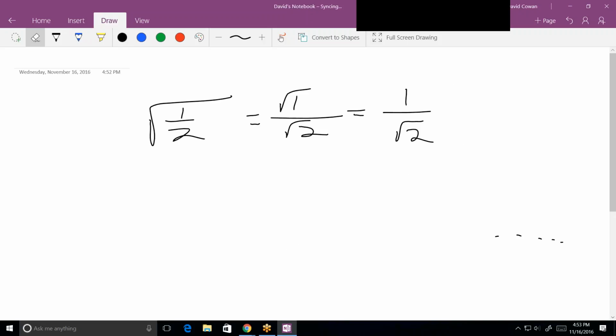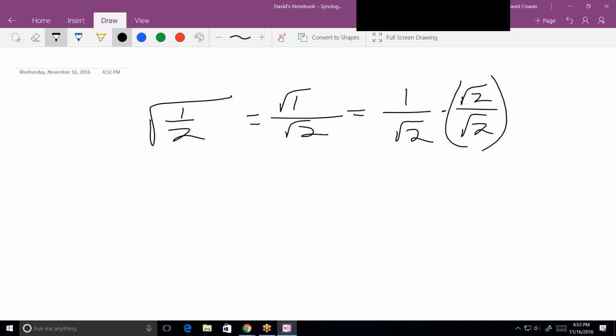So we have to do a process called rationalizing the denominator. And what I do is I multiply the top by square root of 2 and the bottom by square root of 2, which is the number 1. I can multiply any fraction by the number 1 without changing its value. And what I get is square root of 2 over 2. And that's the proper answer.